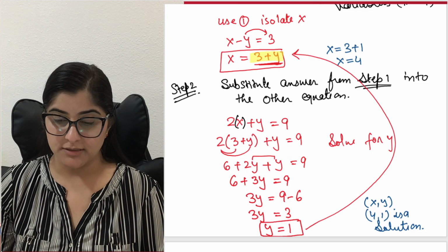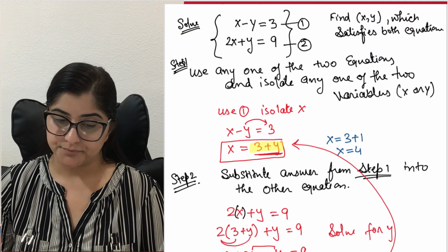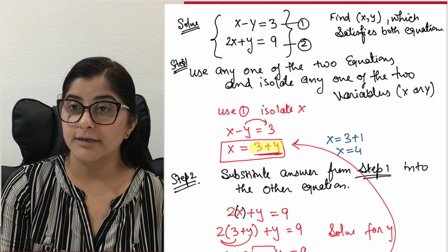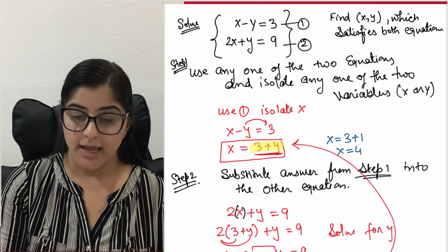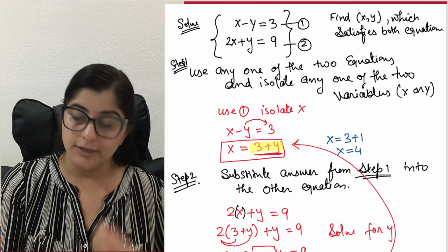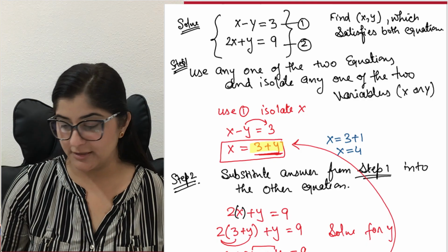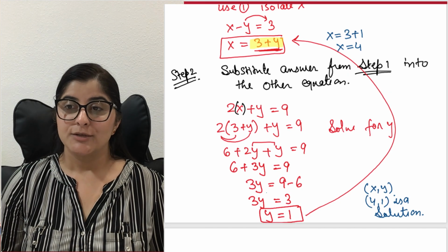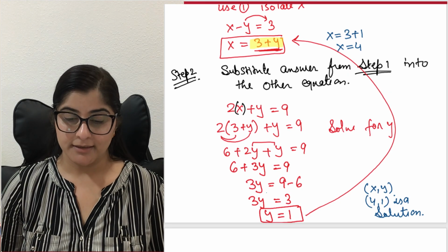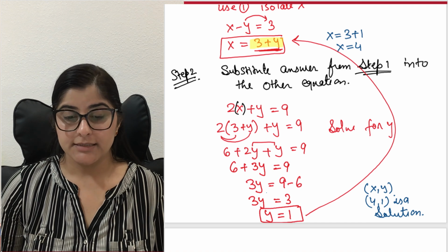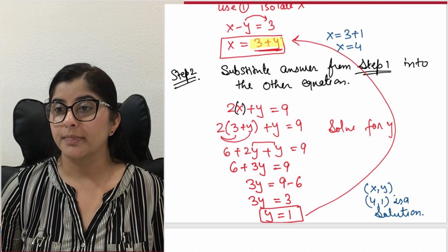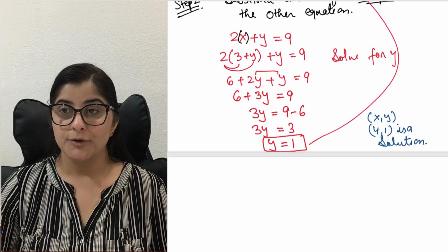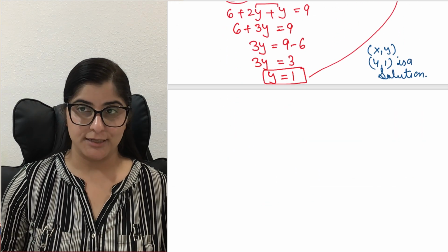So this is called the substitution method. We isolate one variable from any one of the given equations, then substitute the value of the isolated variable into the other equation and solve for the other variable, and you get the solution. And in this case, we get one solution. Let's now talk about the cases when you have no solution or infinitely many solutions.